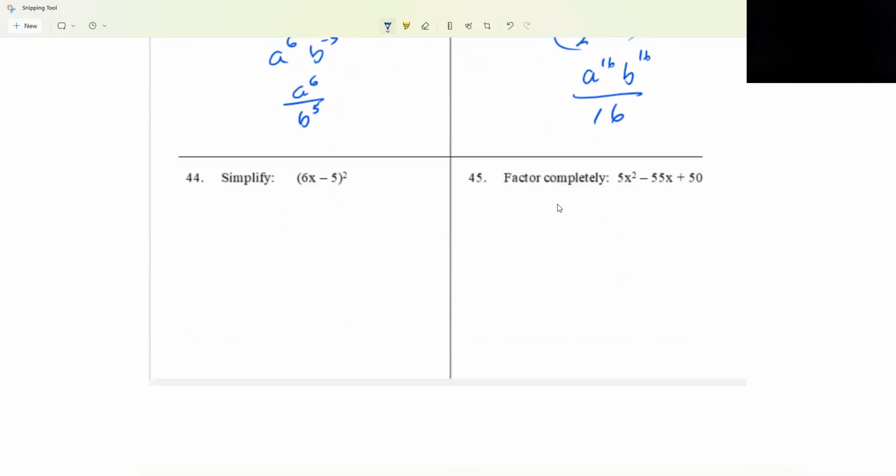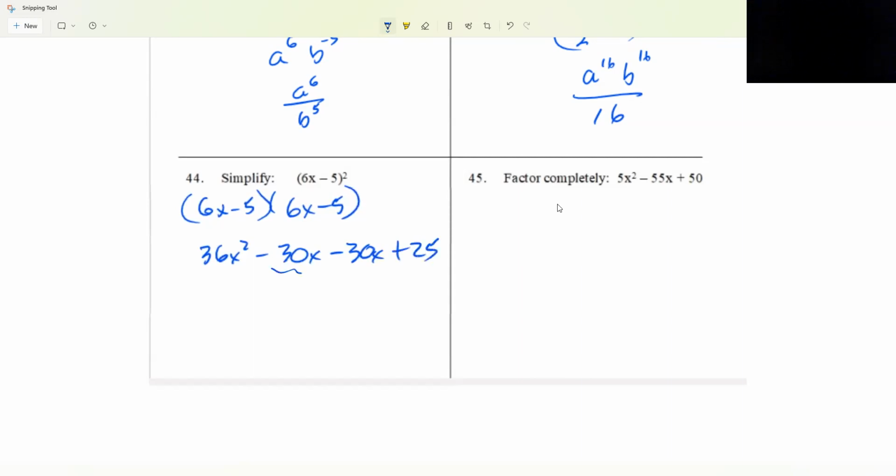Number 44. Okay, remember, you've got to write this out twice. So this is like saying 6x minus 5 times 6x minus 5. And then you just go ahead and do the multiplication. So you're going to get 36x squared minus 30x minus 30x plus 25. Put these two guys together: minus 60x plus 25. Okay.